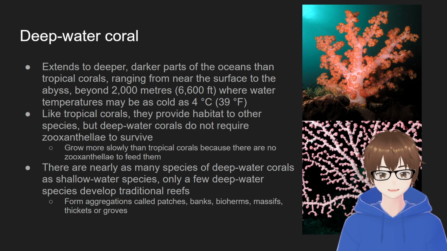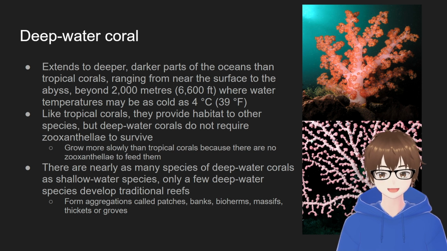So, I mentioned there in the coral reef range, deep water corals, or deep water coral reefs. These extend to deeper and darker parts of the ocean than tropical corals and range from near the surface to the abyss beyond 2,000 meters, or 6,600 feet, where water temperatures may be as cold as 4 degrees Celsius or 39 degrees Fahrenheit. Like tropical corals, they provide habitat to other species.